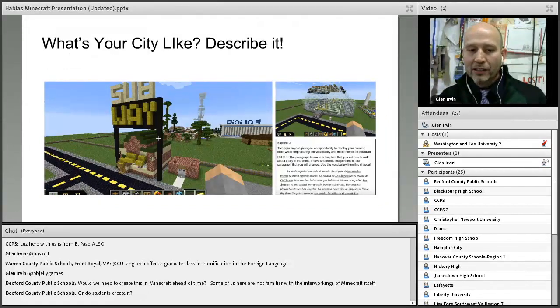You don't need to know any technical stuff as far as Minecraft is concerned. It's super cool to learn how to do some stuff though too, and useful, especially with some of the other things that I'll show you in just a bit. So this lesson, it says, what's your city like?